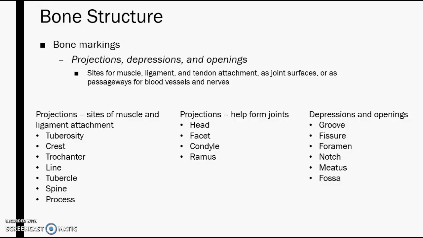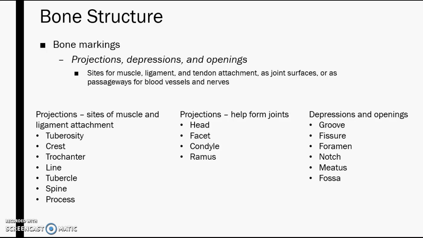Bone structure. So bone has a lot of markings. When you look at bone, it's not smooth. It has a lot of projections, depressions, openings. These are all places where muscles, ligaments, and tendons might attach. Also maybe joint surfaces or even passageways for blood vessels and nerves. So I have many of the common projections listed there. Both those that serve as site for muscle and ligament attachment and those that help form joints, as well as some common depressions and openings.